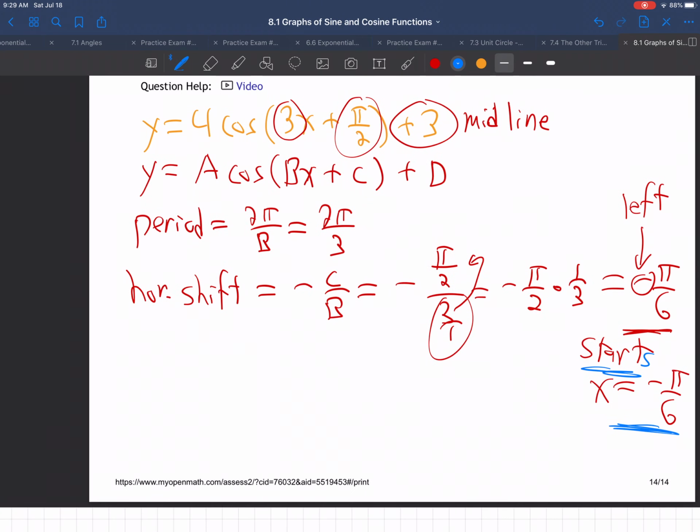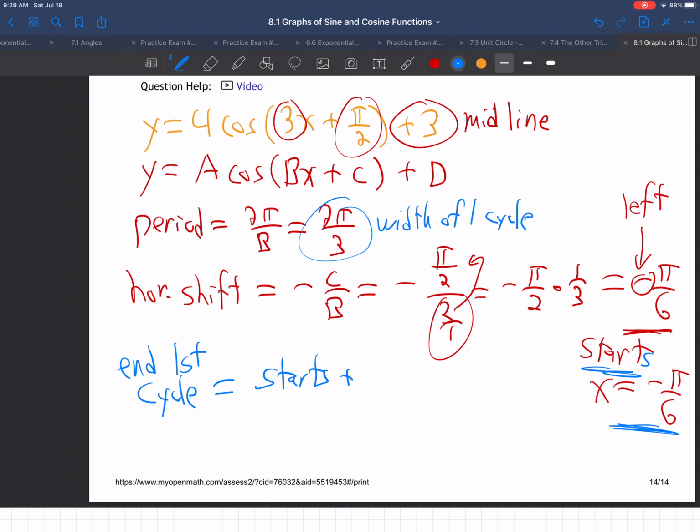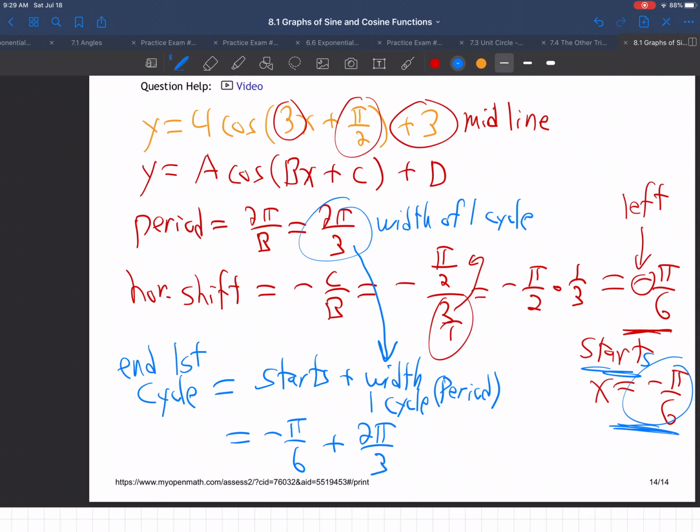And now its period is 2 pi over 3. Remember what that is? That's the width of one cycle. So where is it going to end its first cycle? How do we find that? Well, wherever it starts plus the width of one cycle, which is called the period. So where does it start? Well, right here, x equals minus pi over 6, plus what's the width of one cycle? The period, 2 pi over 3. So that's how you find where it's going to end its first cycle.